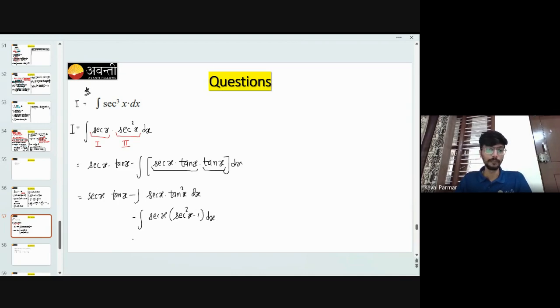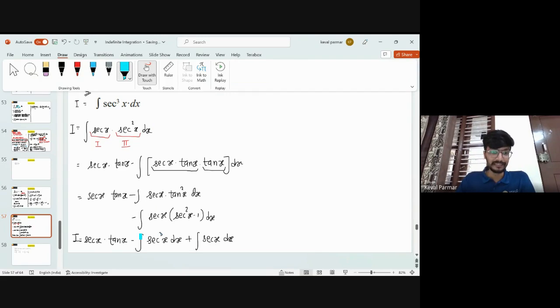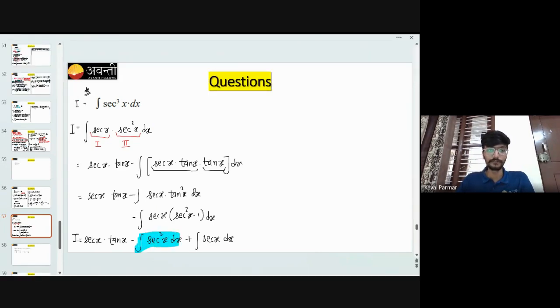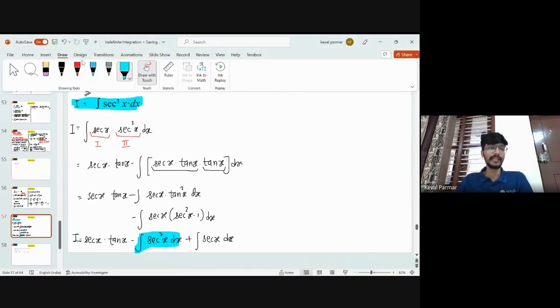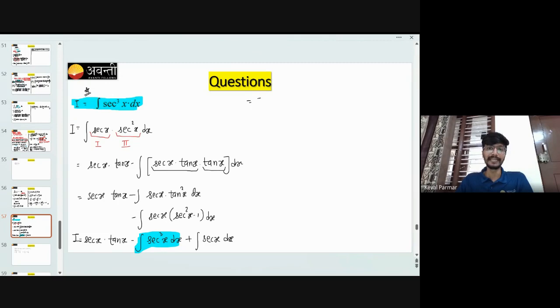Now if I open the bracket, I'll get integration of sec cube x dx, and this minus will become plus integration of sec x dx. And here the same thing was going on: sec x into tan x. This was I. Now if you remember, here there is an appearance of I. See, integration of sec cube x is I. So that means I can write this as I equals to, sorry, what did I write?